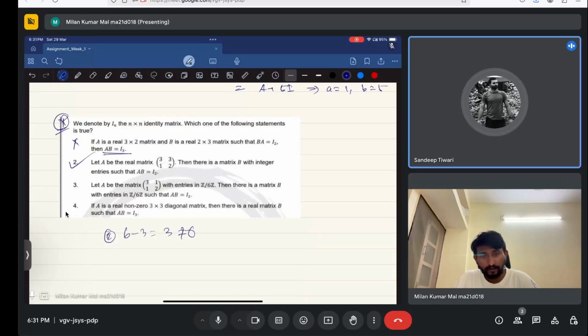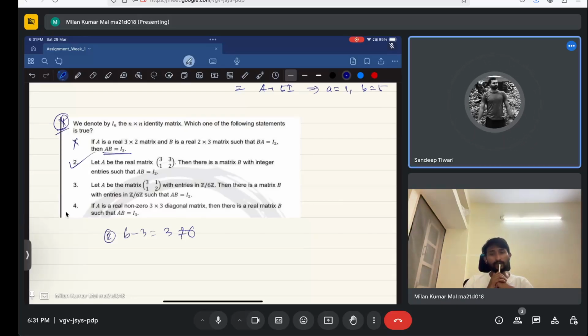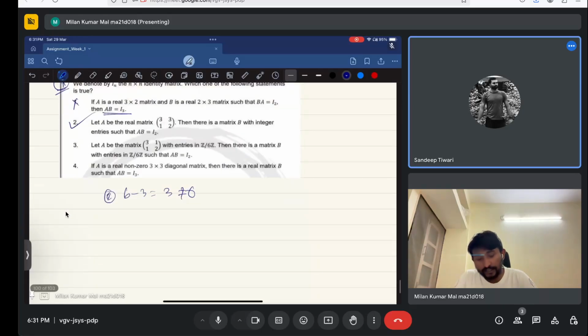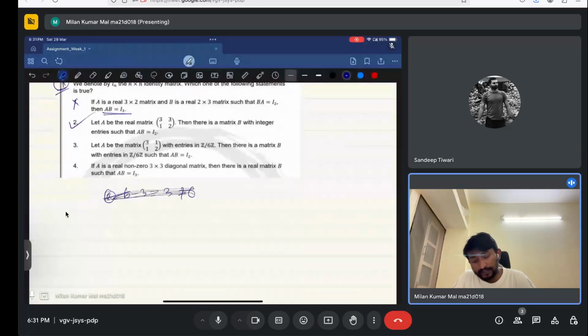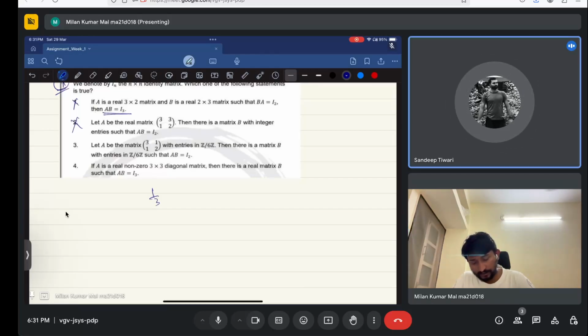Clear? Sir, with integer entries, inverse. This is not correct, because the determinant is 1 by 3. One can check, this is obviously not correct, because 1 by 3 will be there, and when you find the adjoint matrix, that will not always have a factor of three. We can directly find the inverse, sir.